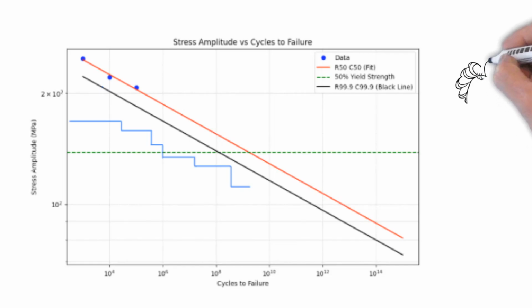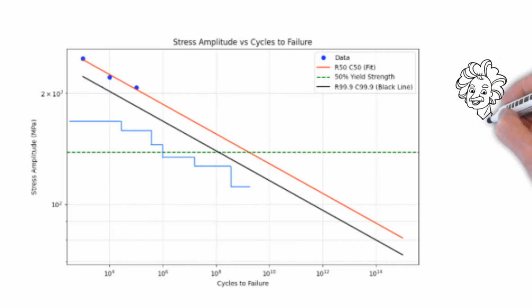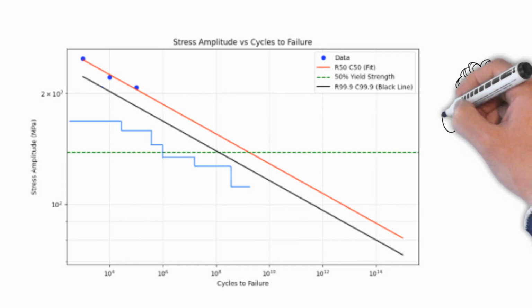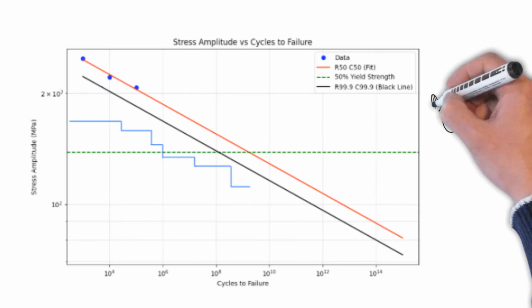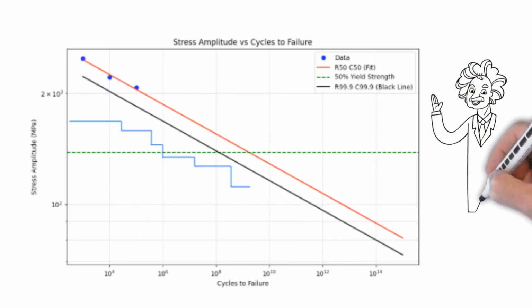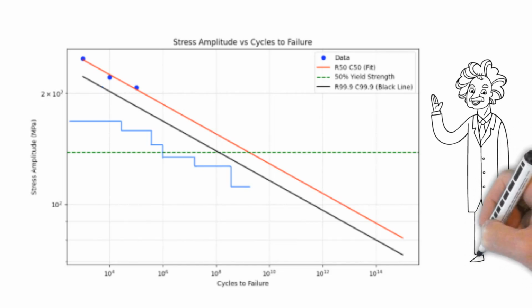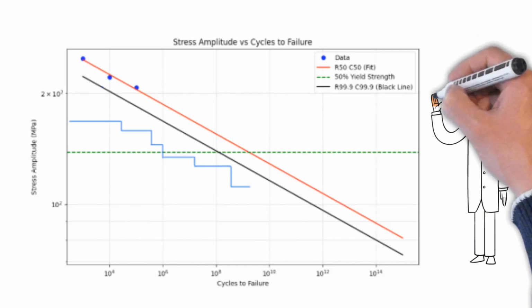The steps in the function indicate changes in stress amplitude, with each horizontal segment corresponding to a period where the stress amplitude remains constant. Visually, the blue step function does not intersect or cross the black solid line labeled as R99.9 C99.9. This suggests that the stress levels and the number of cycles at each level are within the bounds of the R99.9 C99.9 reliability and confidence level. In other words, the part is expected to withstand the stress levels represented by the blue line without reaching the failure criteria associated with the R99.9 C99.9 line.